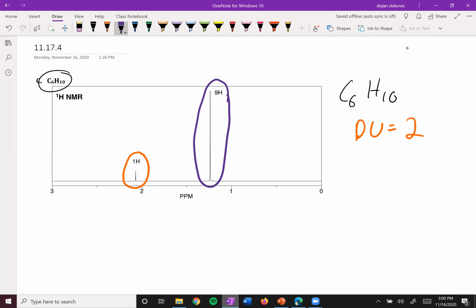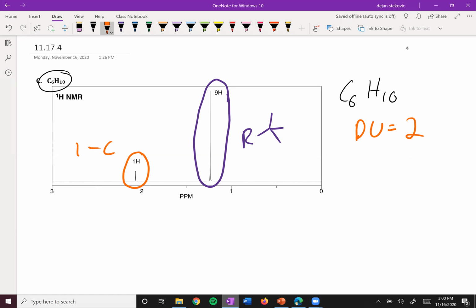The 9H singlet peak, that's one of our common patterns. So if you don't know that common pattern, pause the video and try to find it. All right, so hopefully you were able to figure out that this was the tert-butyl group, right, where we have these 3 methyls all equivalent, right? So we've got that component right there. And then we've just got a single H somewhere.